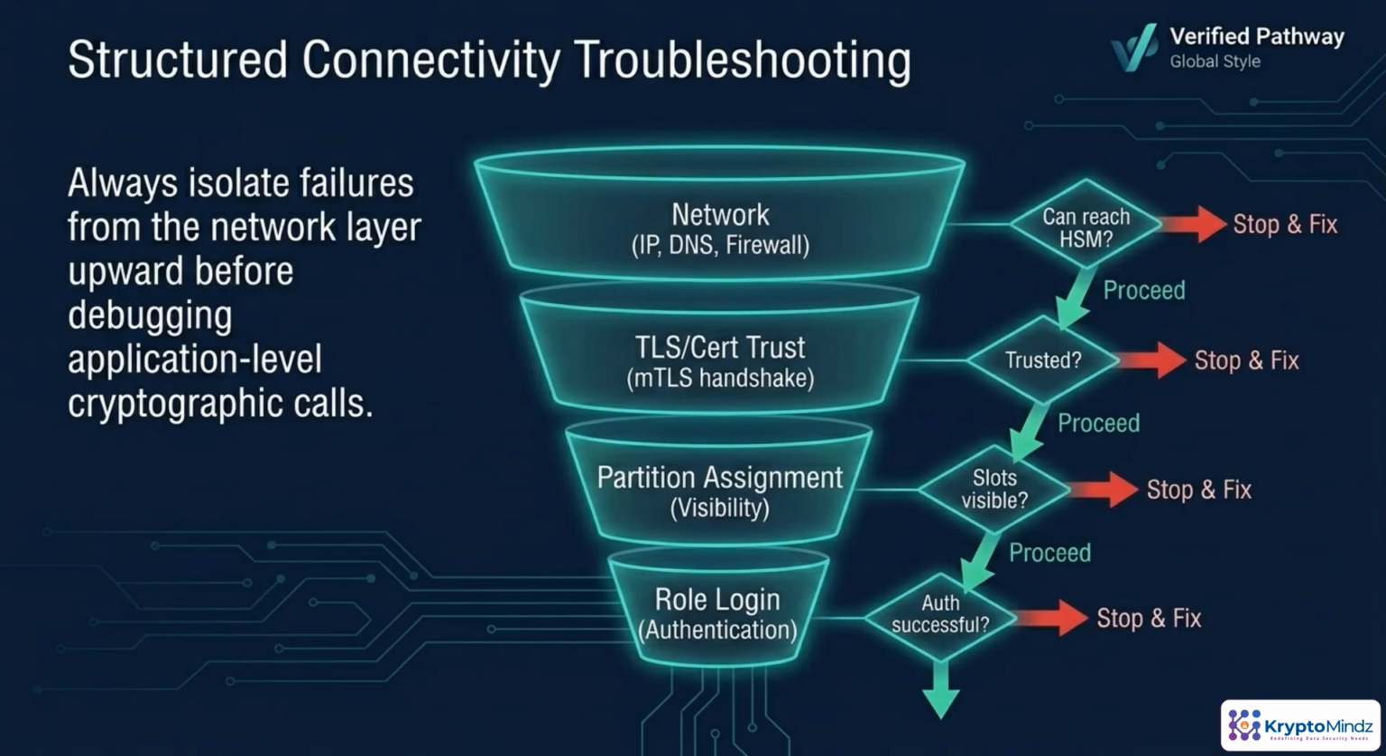When something can't reach the HSM, don't jump straight into application code. Work from the bottom of the stack upward. First, prove basic reachability: IP, DNS, routing, and firewalls. Next, confirm that mutual TLS and certificate trust are correct. Then check that the client can see the expected partitions and slots. Only after a clean partition login do you test cryptographic operations. Fix whatever fails before moving to the next layer.